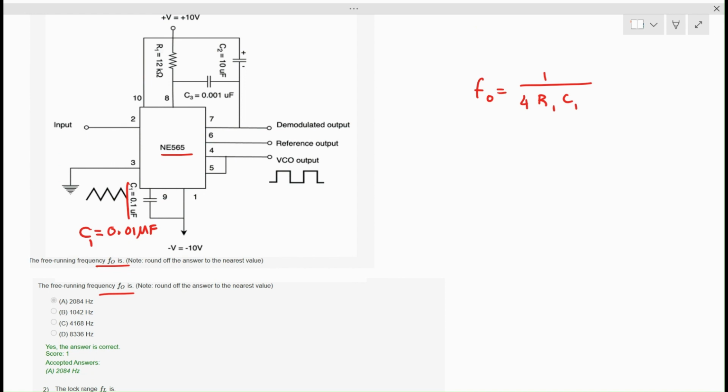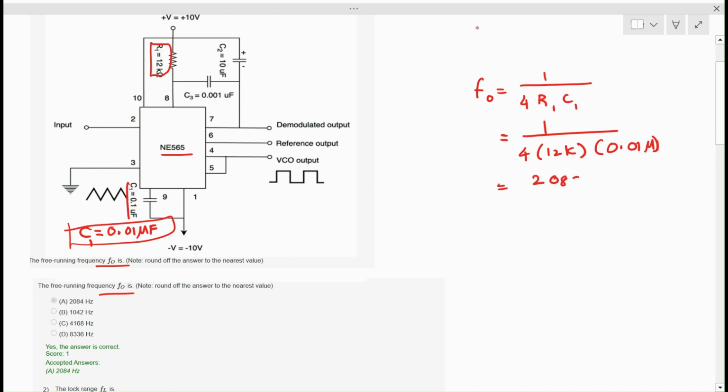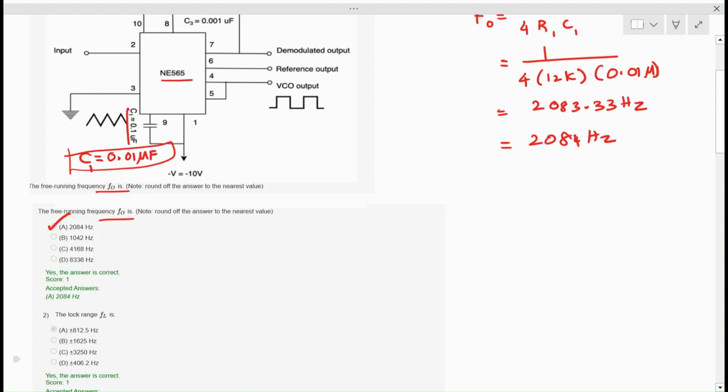Here R1 equals 12 kilo ohm and C1 equals 0.01 microfarad. If we substitute these two, we will get 2083.33 hertz, which can be rounded to 2084 hertz. The given option is A.